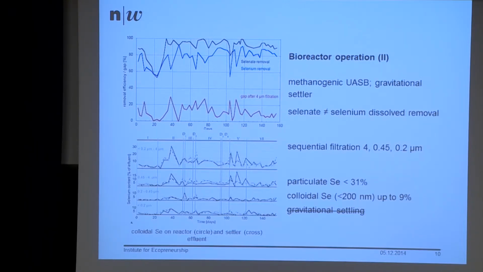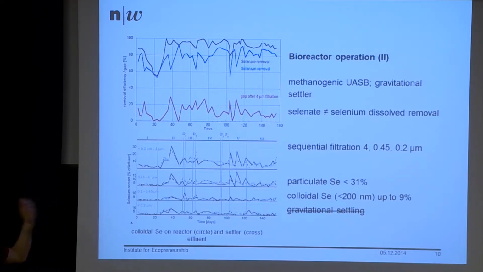We did a very simple approach. It's sequential filtration with decreasing pore sizes, and then you get a particle size distribution roughly of your effluent selenium. We see that up to a third of the selenium, so all these peaks here, is basically due to the fact that we have particulate selenium in the effluent. At that time it was not so clear, so we were looking at even smaller particles, so colloidal particles, that made up to 9% in the effluent.